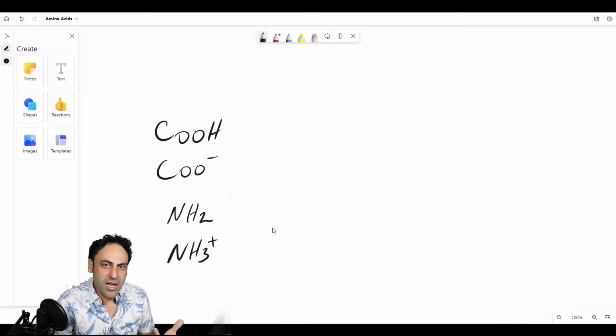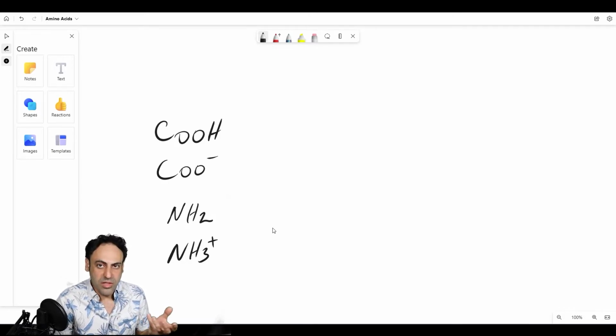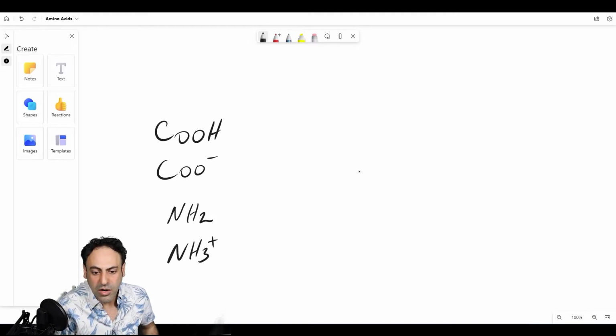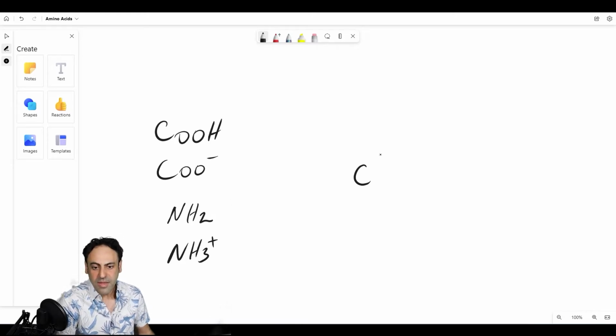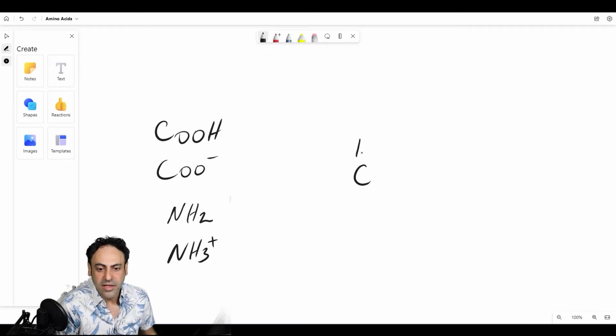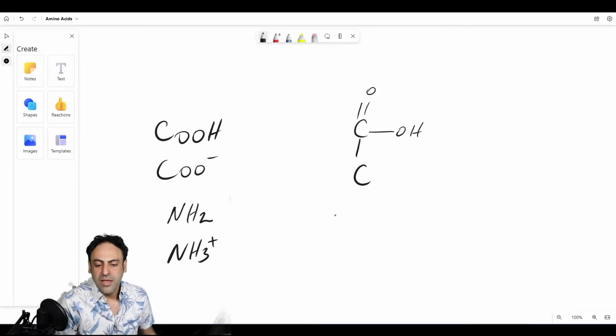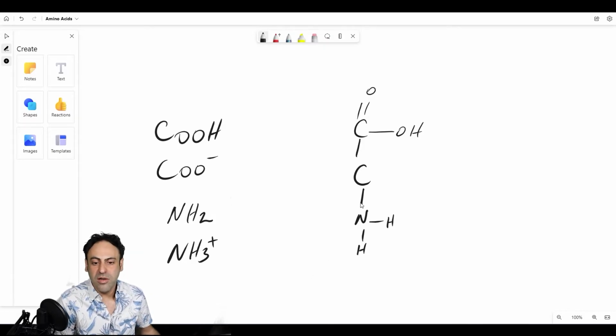So in order to understand it better and draw the structure easily, first we're going to put one carbon in the middle, because we know that there's a carbon in the middle. Then we're going to connect the carboxyl group to it, so there's a double bond right here and the OH. At the bottom, we're going to put the amine group and connect the 2 hydrogens to it. All right, half of the structure is already done.